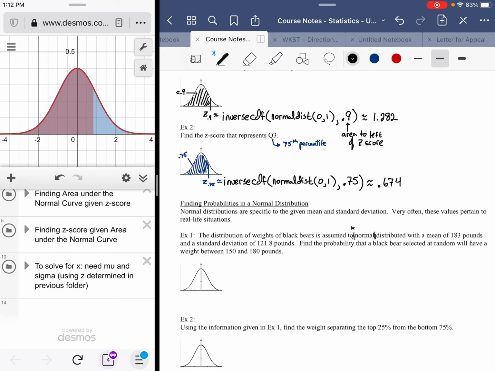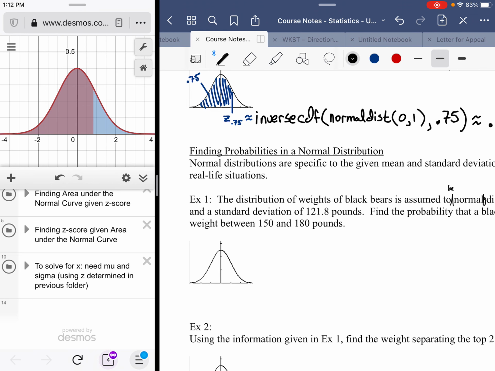All right, so there's two ways to handle this. One would be to compute the z-score for each one of these values. The other way would be to use a normal curve calculation with the mean and standard deviation of 183 and 121.8. I'm going to show you both ways, because sometimes questions ask you to do different things. So what we're going to do is find the z-scores for 150, and we're going to do the z-score for 180.